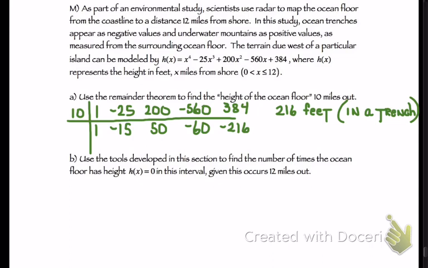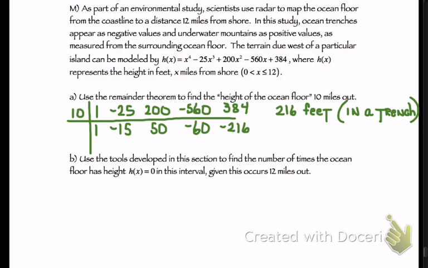All right, so letter B. Let's think about it. It says, use the tools developed in this section to find the number of times the ocean floor has a height of 0 in this interval, given that it occurs 12 miles out. Think about what a height of 0 means. It doesn't mean that all of a sudden we're in our boat and we're going to hit land. Understand that that's not what it means.